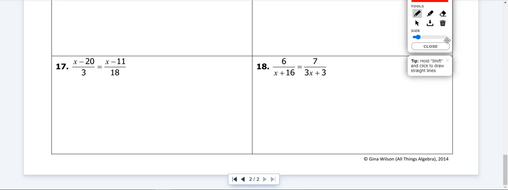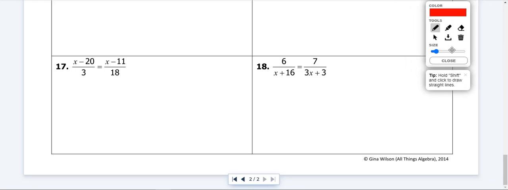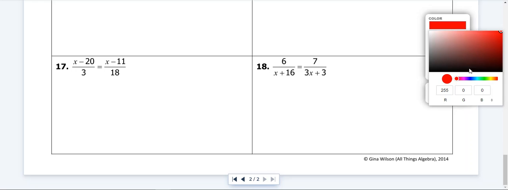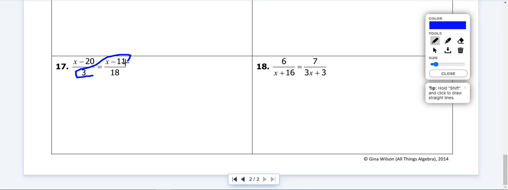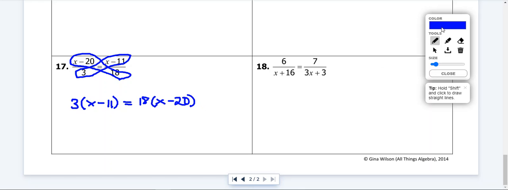So far, they haven't given us binomials that you're multiplying together, so you don't have to worry about factoring for these, but I can't promise you that won't happen. So first things first, we're going to multiply 3 times x minus 11, and it helps to put your constant in front because you are going to have to distribute. And then 18 times x minus 20. Now we just need to distribute and solve.